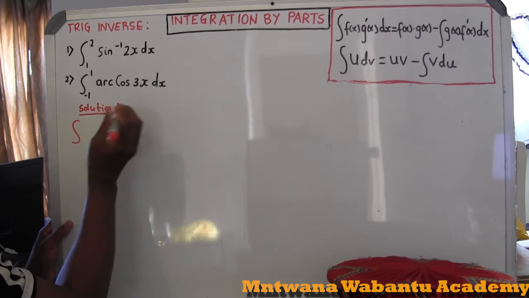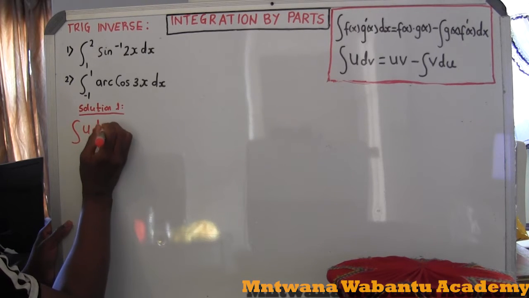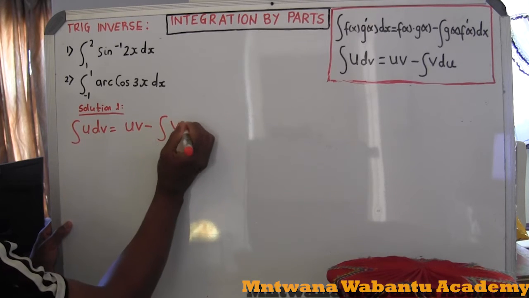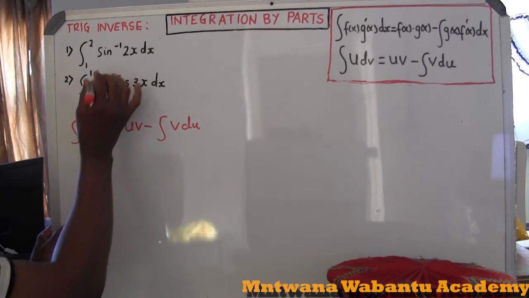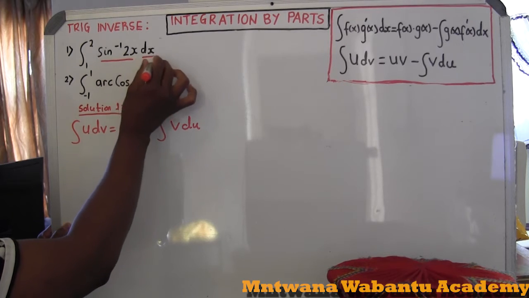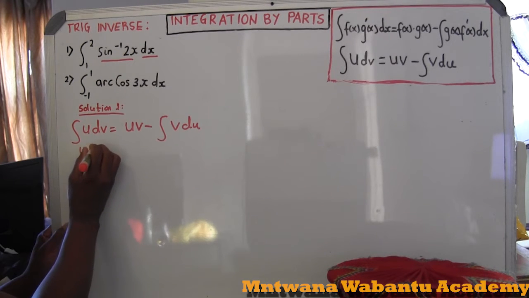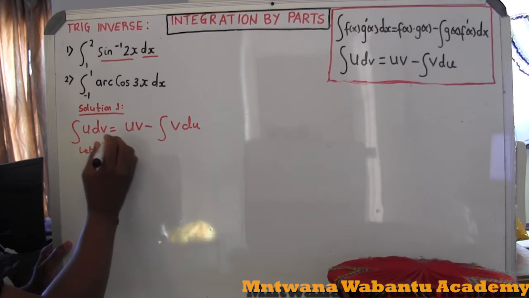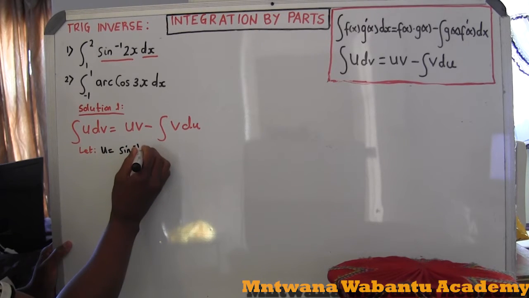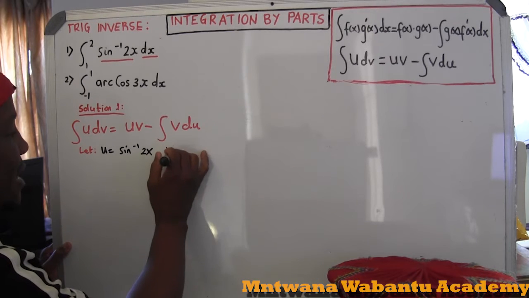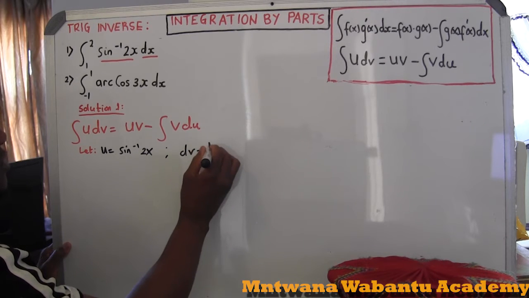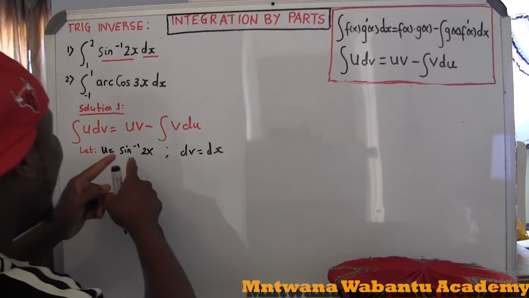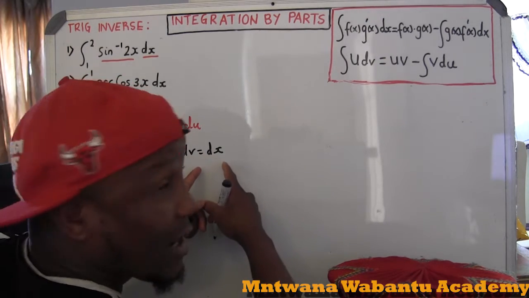We write the formula: integral u dv equals uv minus integral v du. So this is going to be u and this is going to be dv. Let u equal the first one, which is sine inverse of 2x, and dv equal to dx. What we're going to do is differentiate this one and then integrate the second one.